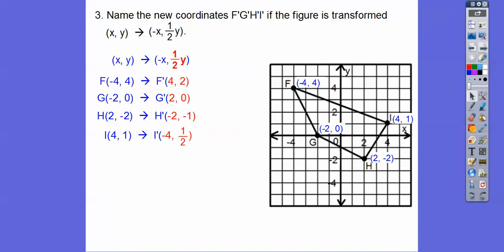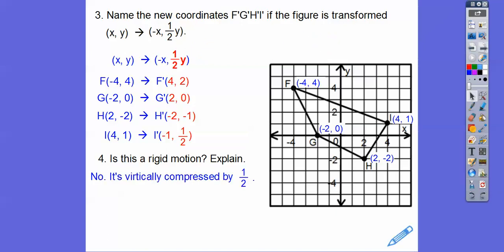All right, so here, is this a rigid motion? And explain. Well, it's not because of the half part right here. This little half part says we're going to compress the figure. It's going to be half as big, and since it's with the y, it's going to be vertically compressed. Okay, y is an up and down movement, so it's vertically compressed.